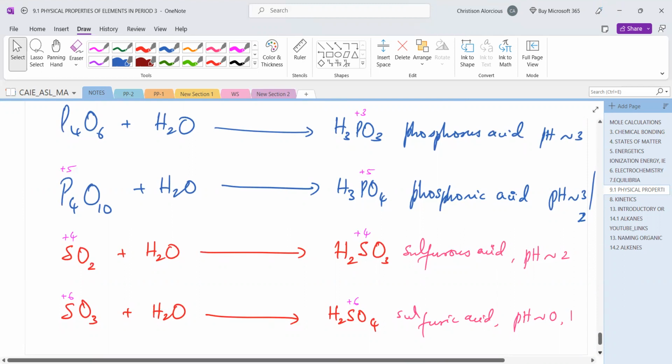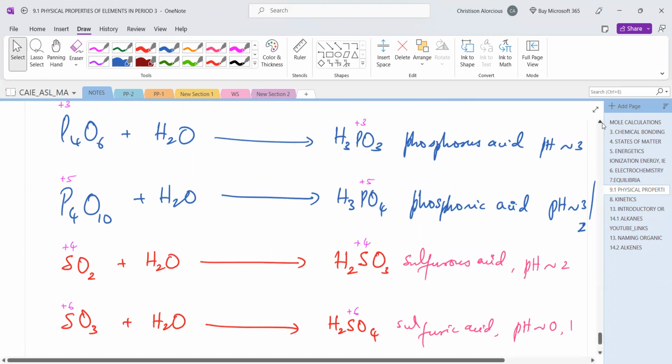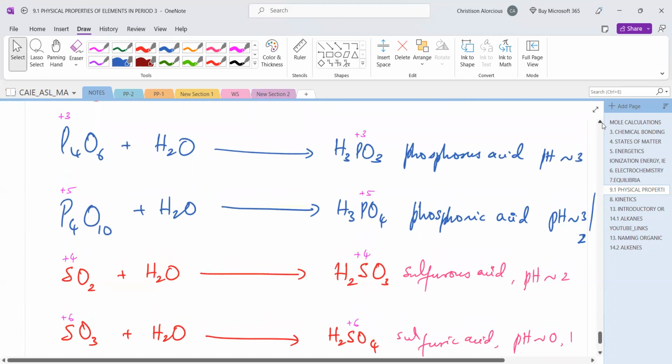P4O6, phosphorus 3 oxide. It's called 3 oxide because the oxidation state of phosphorus in this compound is +3. It reacts with water to produce H3PO3, which is called phosphorous acid or phosphoric 3 acid. The oxidation state of phosphorus doesn't change, which basically means it's just an acid-base reaction. It is not redox. While the phosphorus 5 oxide or phosphorus pentoxide reacts vigorously with water to produce phosphoric acid.